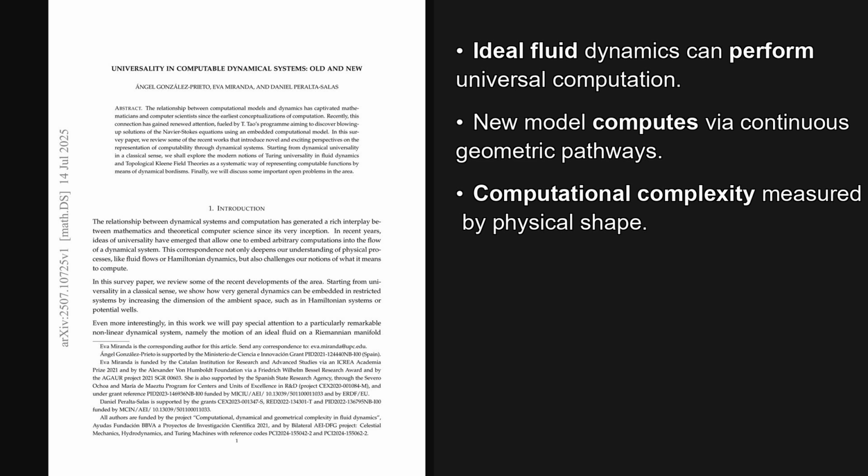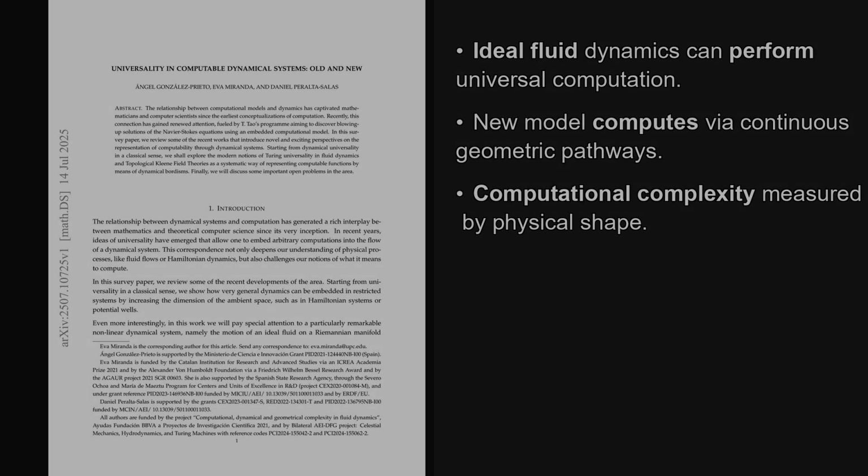The paper is titled Universality in Computable Dynamical Systems, Old and New, 2507.10725v1, and the implications are pretty mind-bending. It's a survey exploring how these abstract computational models can be embedded within the continuous dynamics of physical systems.